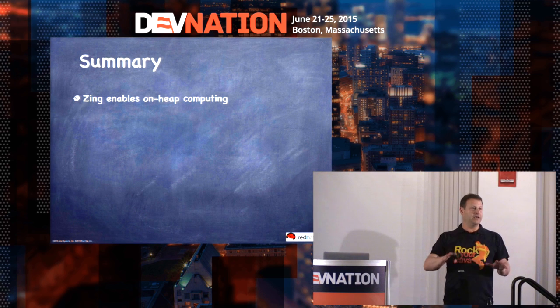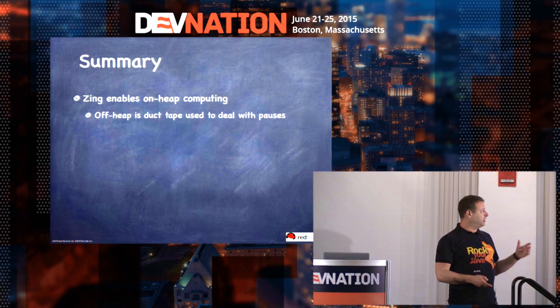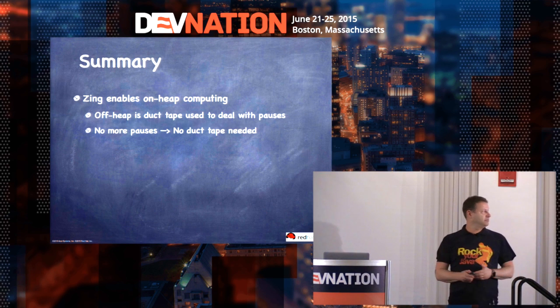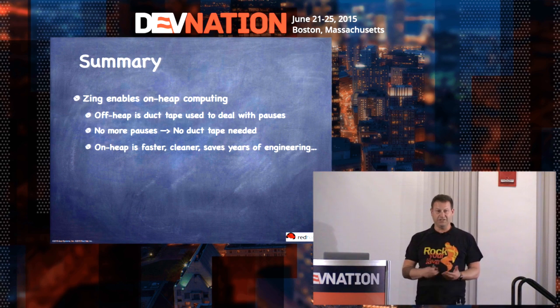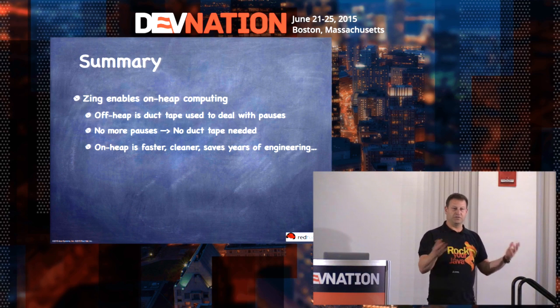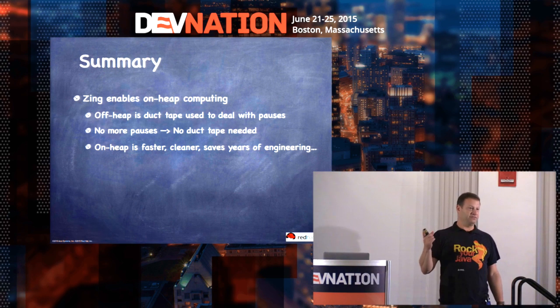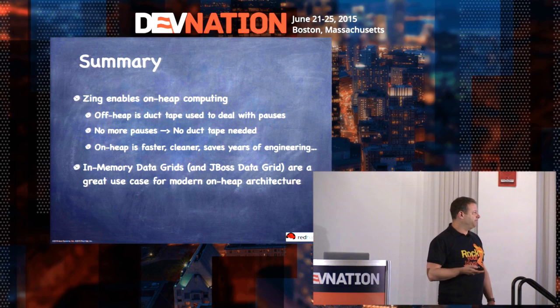Off heap is not needed if you run on a heap that doesn't stop. On heap is faster. There are no more pauses, and on heap is always faster. It's always cleaner. It always removes complexity from the system. And it has only one drawback. If you run on a JVM that doesn't like a lot of on-heap material, you have a problem. You need duct tape to work around.